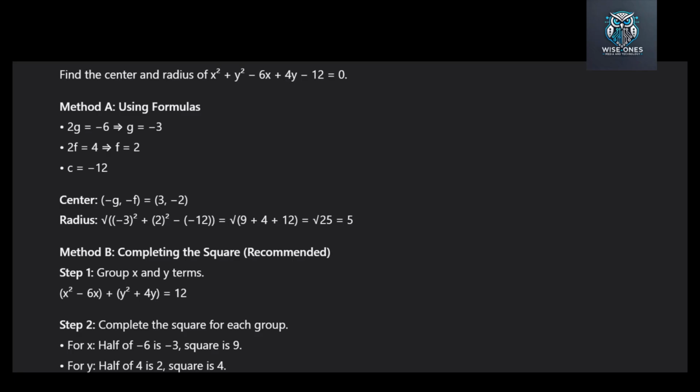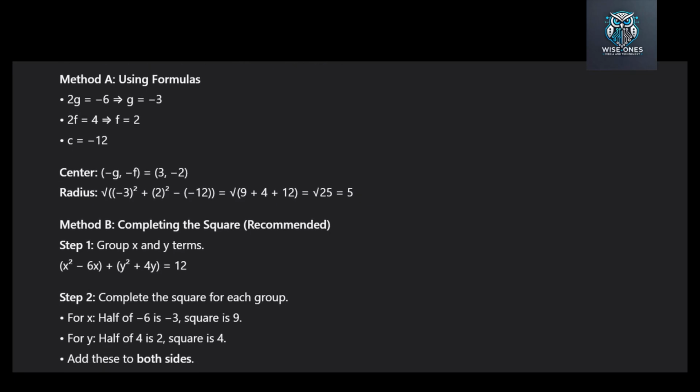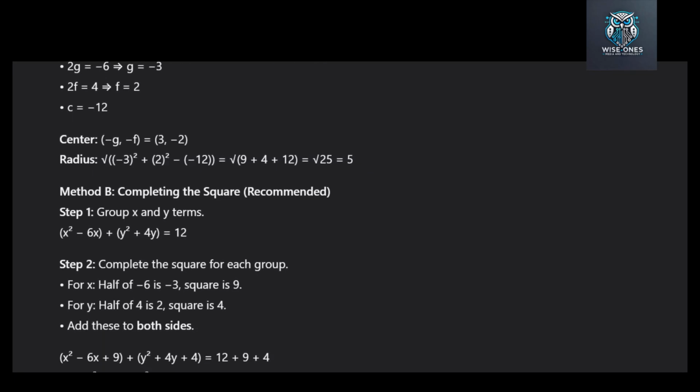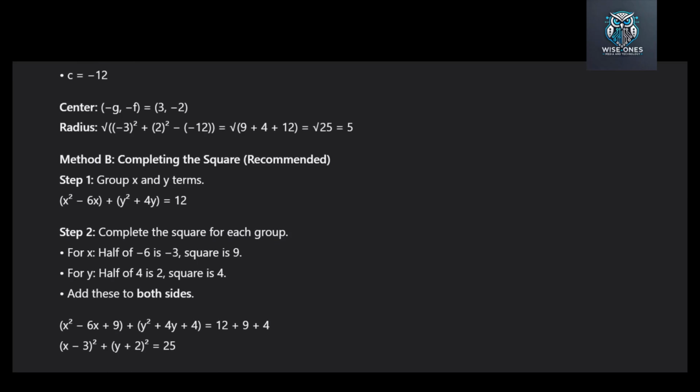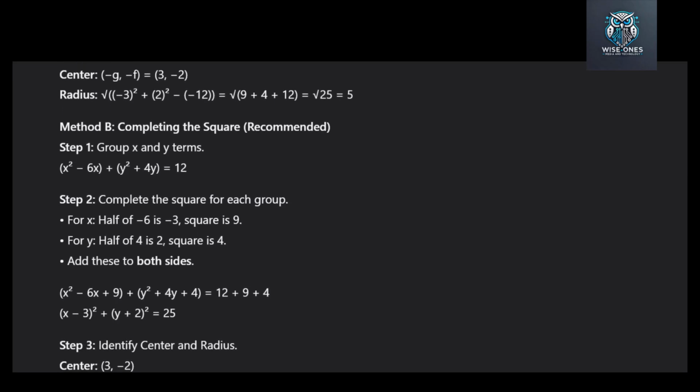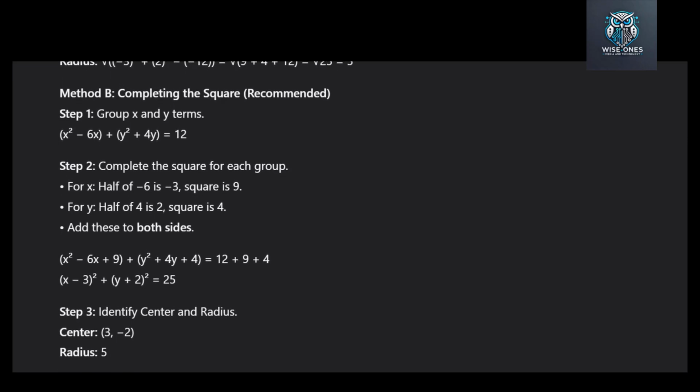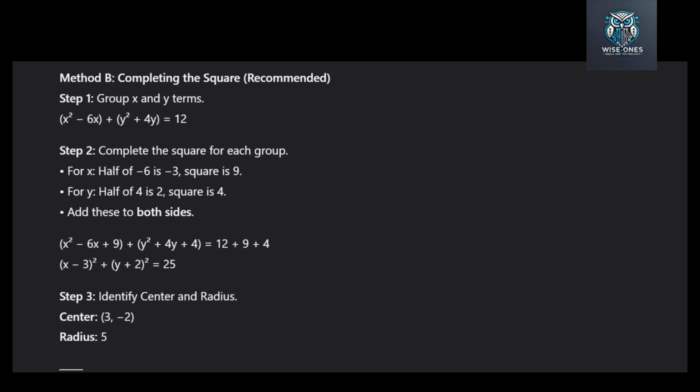Now, let us use method B. This is completing the square. I recommend this method because it helps you understand the structure. Step 1. Group x and y terms. Write open bracket x squared minus 6x close bracket plus open bracket y squared plus 4y close bracket equals 12. We moved the minus 12 to the right side, so it became plus 12.